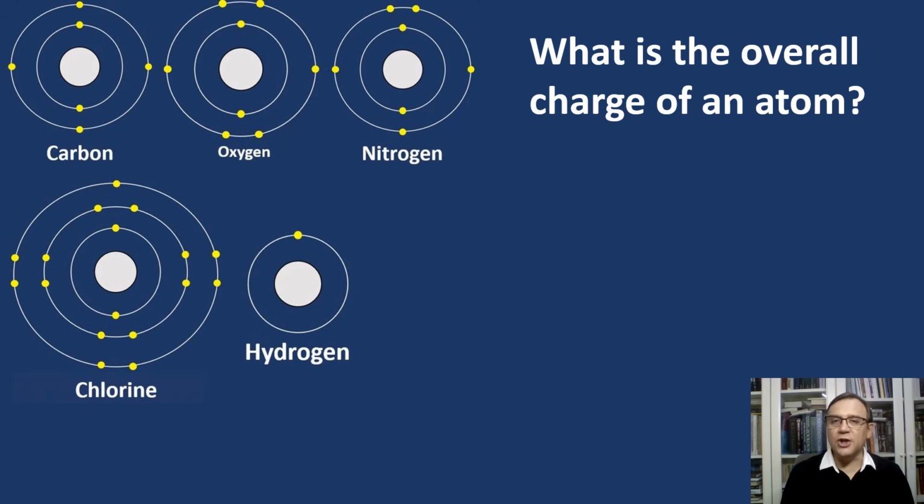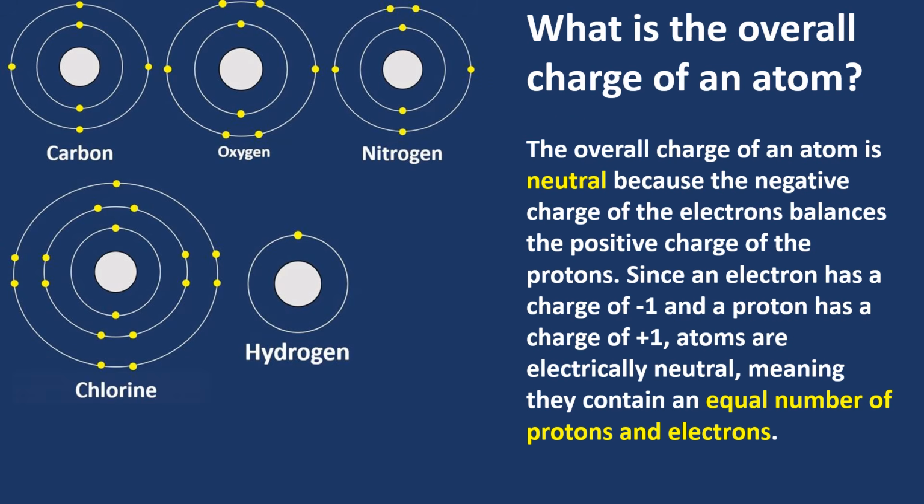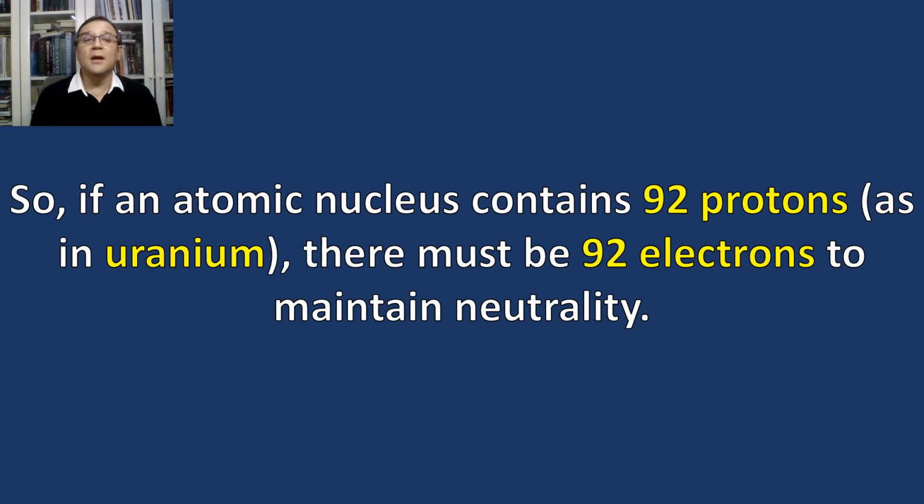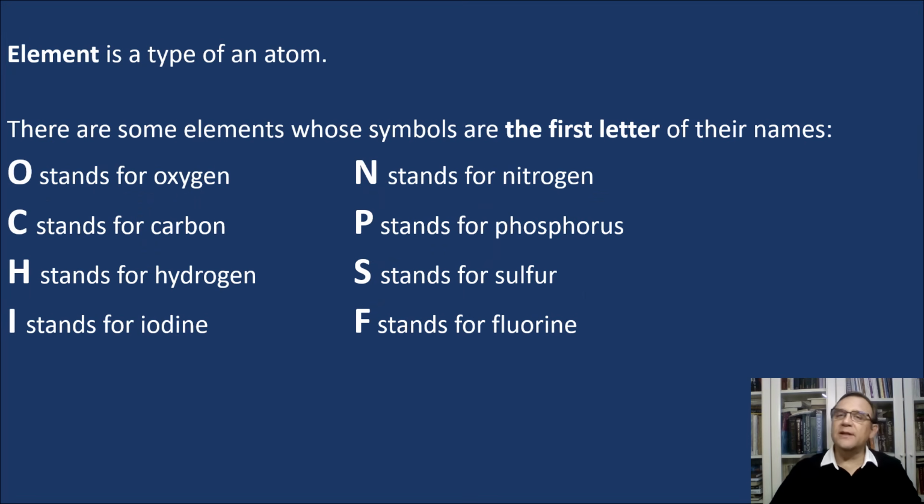Now for the big question. What is the overall charge of an atom? The overall charge of an atom is neutral because the negative charge of the electrons balances the positive charge of the protons. Since an electron has a charge of -1 and a proton has a charge of +1, atoms are electrically neutral, meaning they contain an equal number of protons and electrons. So if an atomic nucleus contains 92 protons, as in uranium, there must be 92 electrons to maintain neutrality. Remember, an element is a type of atom.